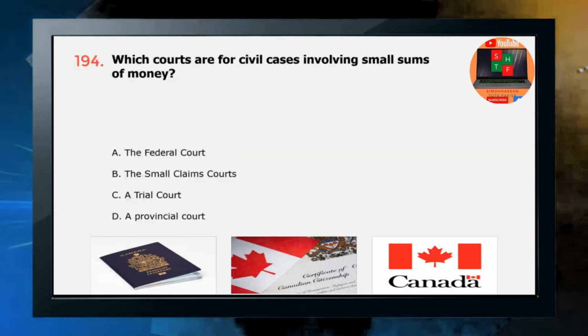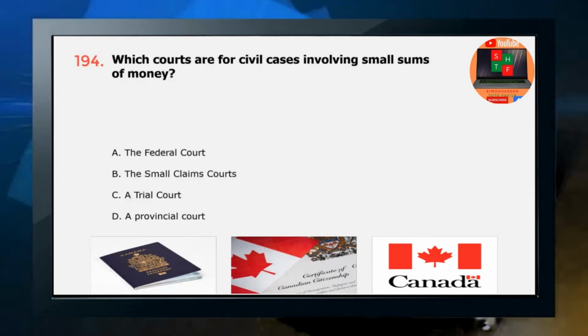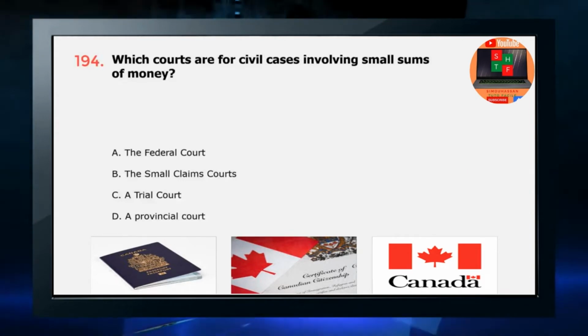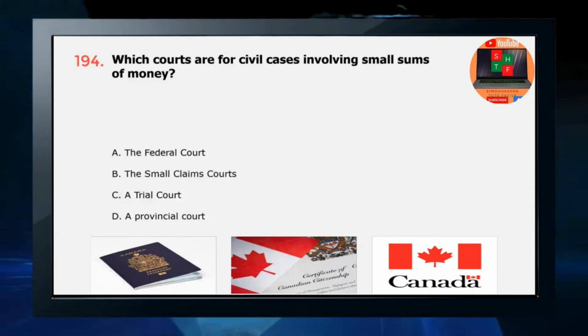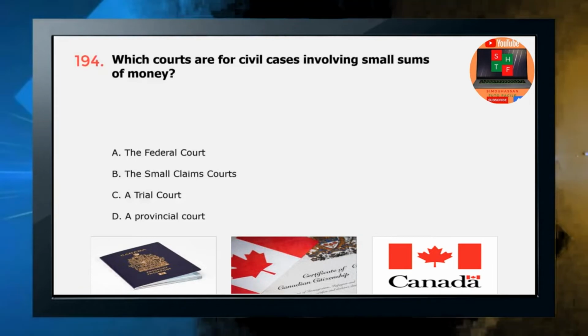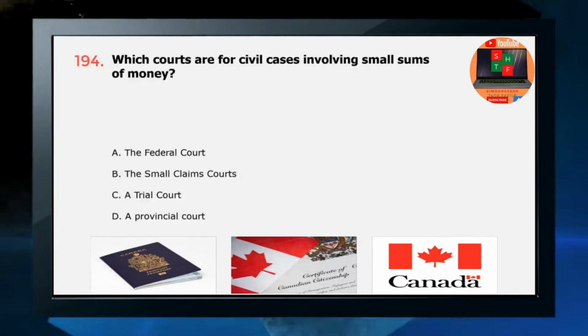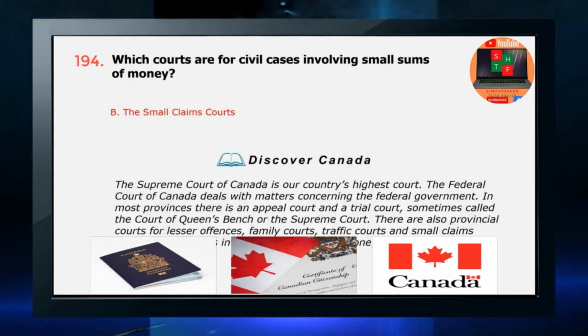Question 194. Which courts are for civil cases involving small sums of money? A. The Federal Court. B. The Small Claims Courts. C. A Trial Court. D. A Provincial Court. The answer is B. The Small Claims Courts.